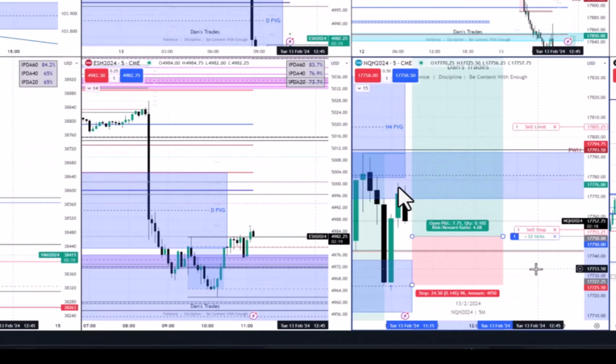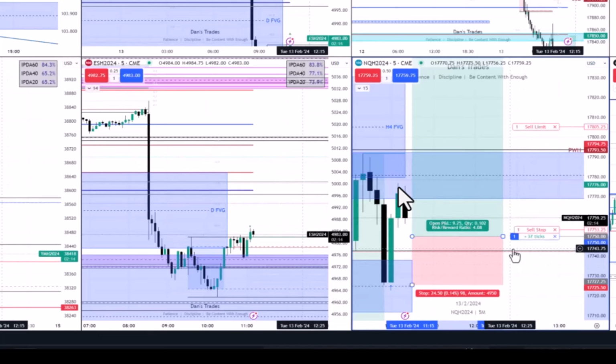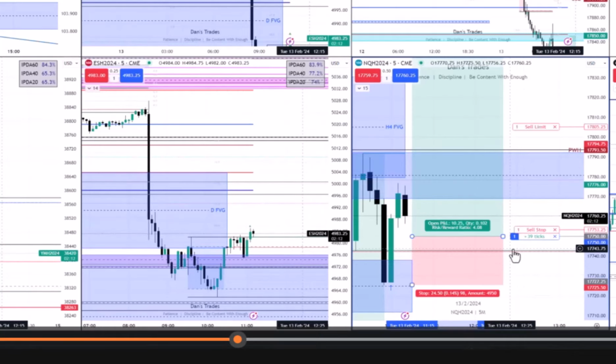But I'm working on getting better at holding a little bit longer, is what my thought is here. So maybe I am just a true scalper and I should just stick with that and be in and out and hold less. I'm considering it.